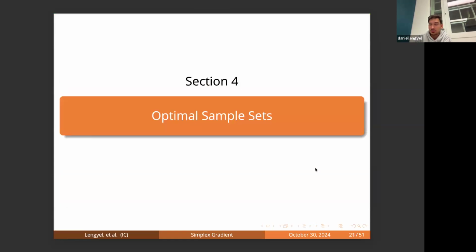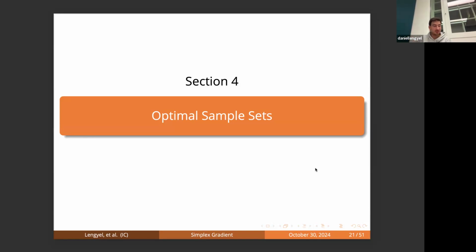Okay. So now we get to the first exciting point, I think, about what these optimal sample sets even look like. We have talked about what a simplex gradient is. It's the best linear approximator of your function locally, and it requires a sample set to be given. It requires you to tell it where it should evaluate the function, such that it can use that information to construct this best linear approximation. And now we want to learn what this structure actually looks like.